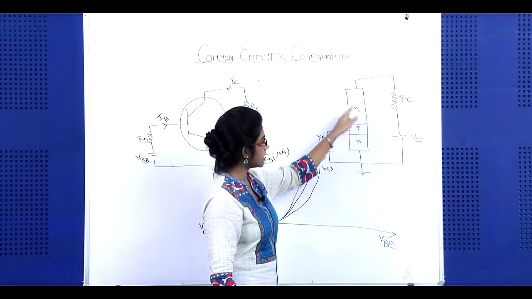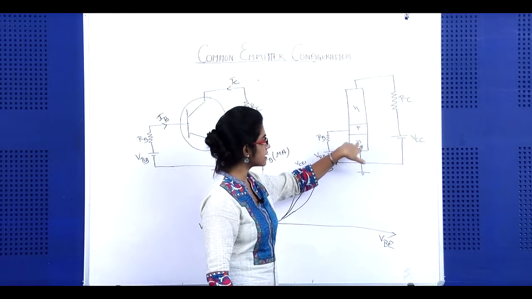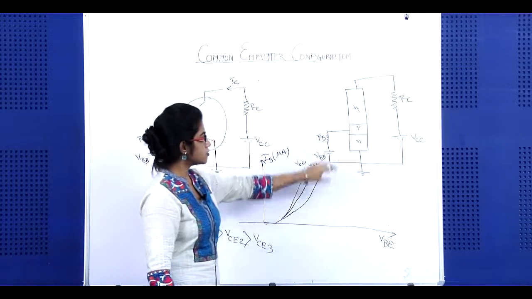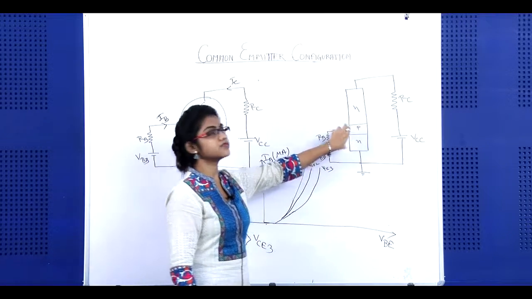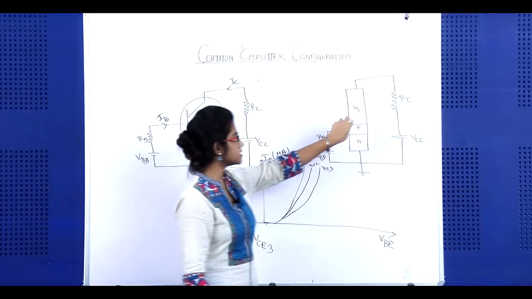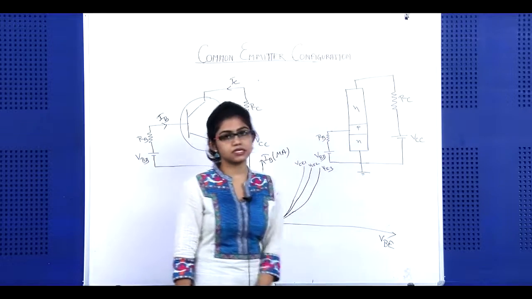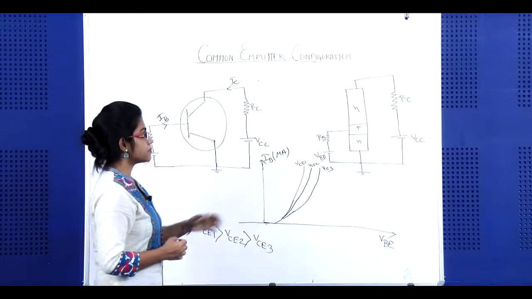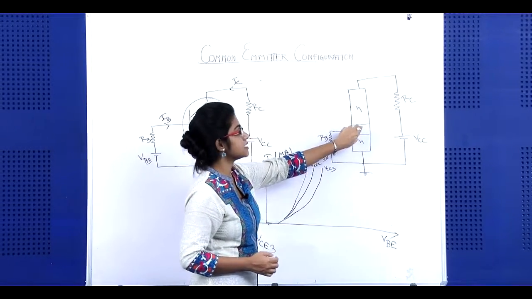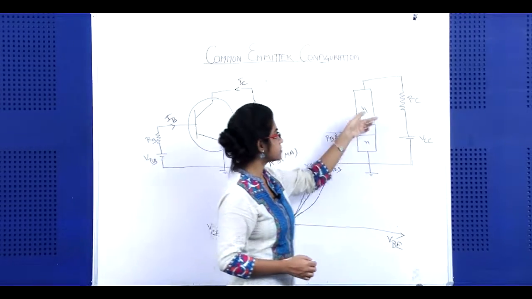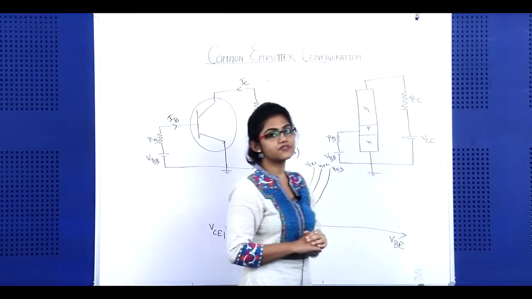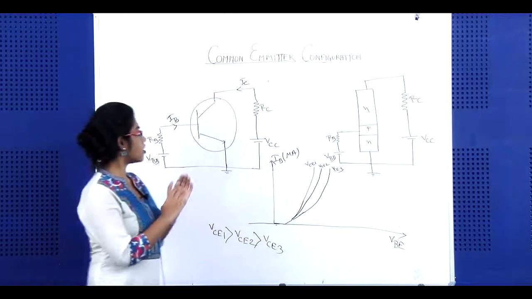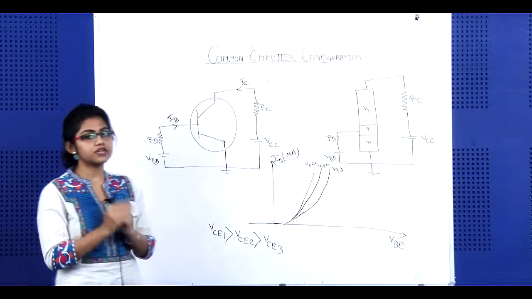In this NPN transistor, the first PN junction diode is in forward bias condition and the next PN junction diode is in reverse bias condition. As I told you, in transistor action, the first PN junction diode is considered in forward bias and the next PN junction diode in reverse bias. So this is all about common emitter configuration.